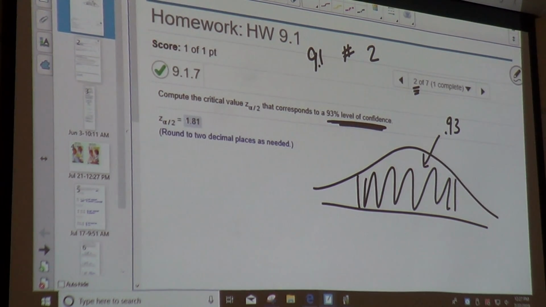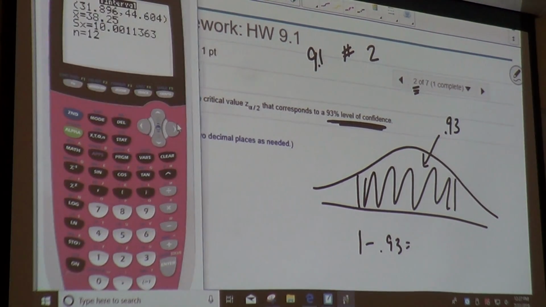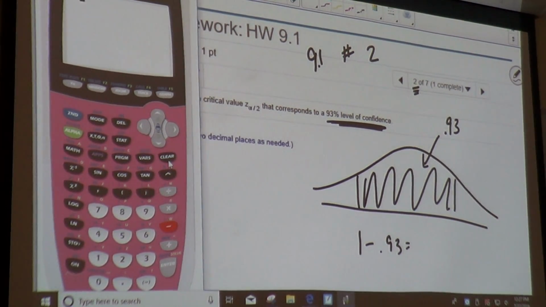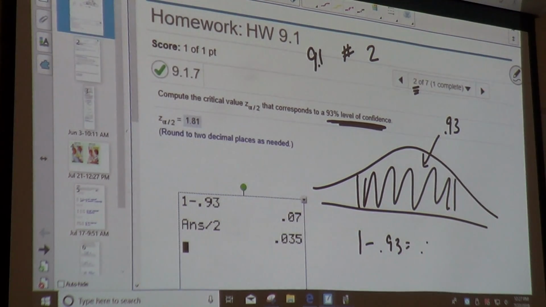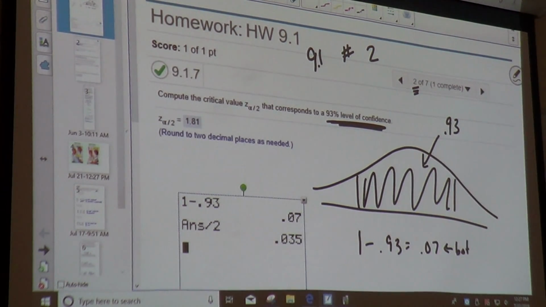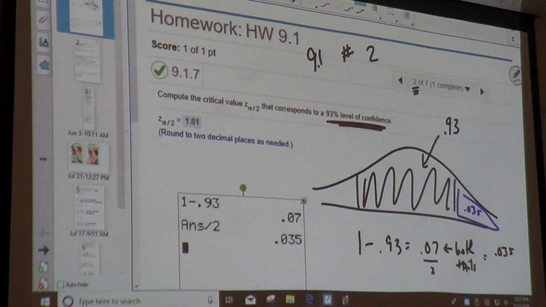So how am I going to get each tail? 1 minus 0.93. And then what am I going to do to that? Divided by 2. So 1 minus 0.93 divided by 2. So the 0.07 represents both tails. Then we're going to divide it by 2, so 0.035 is going to be each tail. So this tail is 0.035, and this tail is 0.035. Okay?